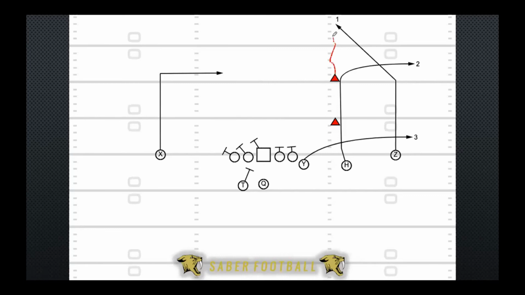If he does get depth and caps the post, now our eyes come down to the flat defender and we're just reading whether he chased to the flat or he carried 2 up, and we're throwing opposite of him. So very simple for the quarterback, never changes. We could switch release these guys and the read would stay the exact same.